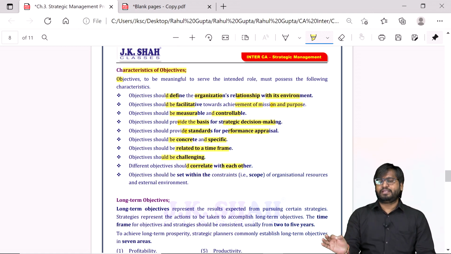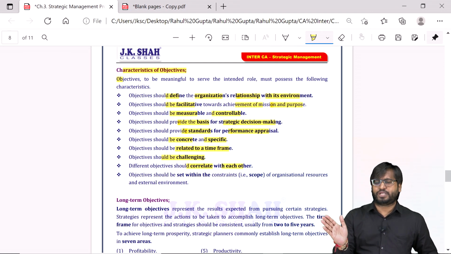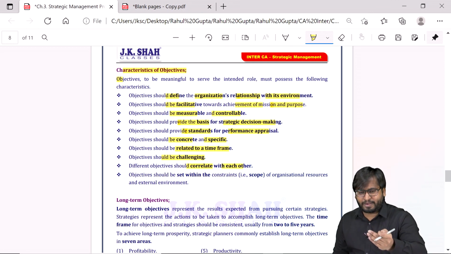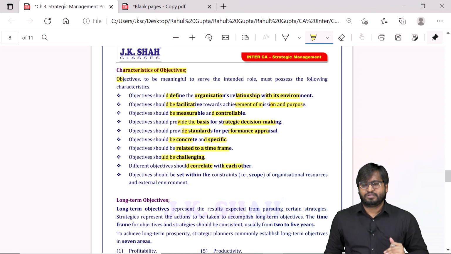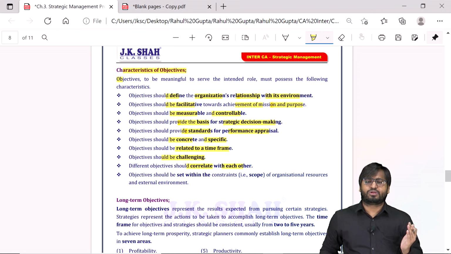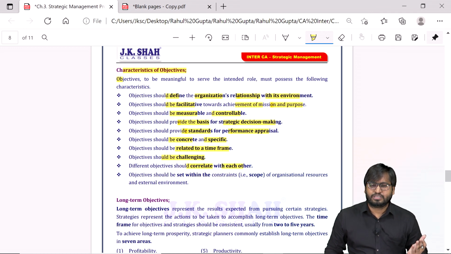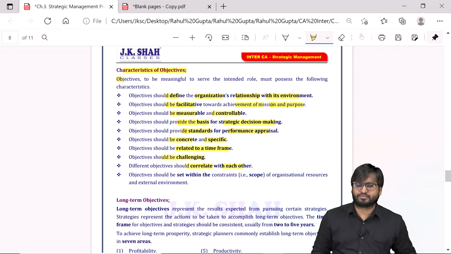All the departmental objectives should correlate with each other. If the sales department's objective is to increase the sales, production department also should plan on increasing the production activity. We would require more quantity of raw material, so purchases will also increase. So all the objectives should correlate with each other.